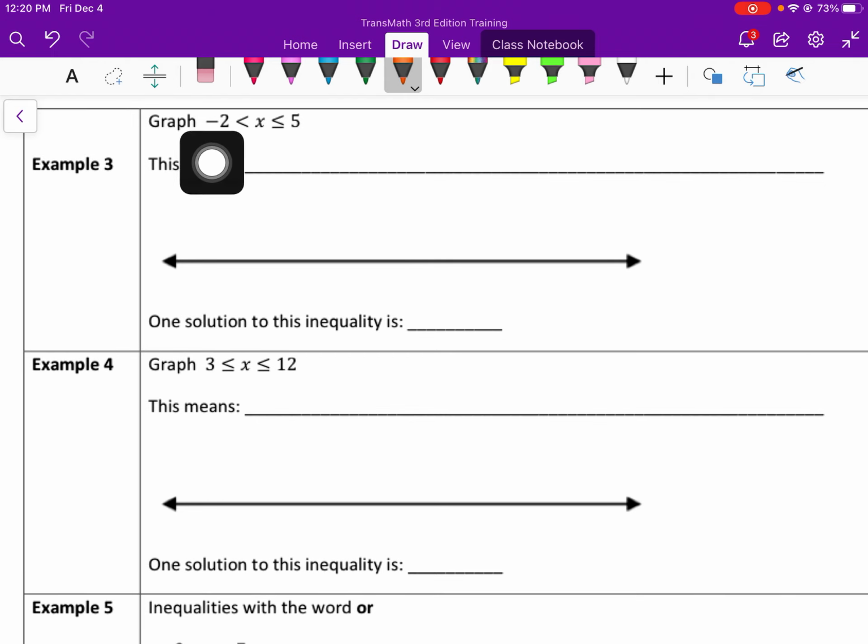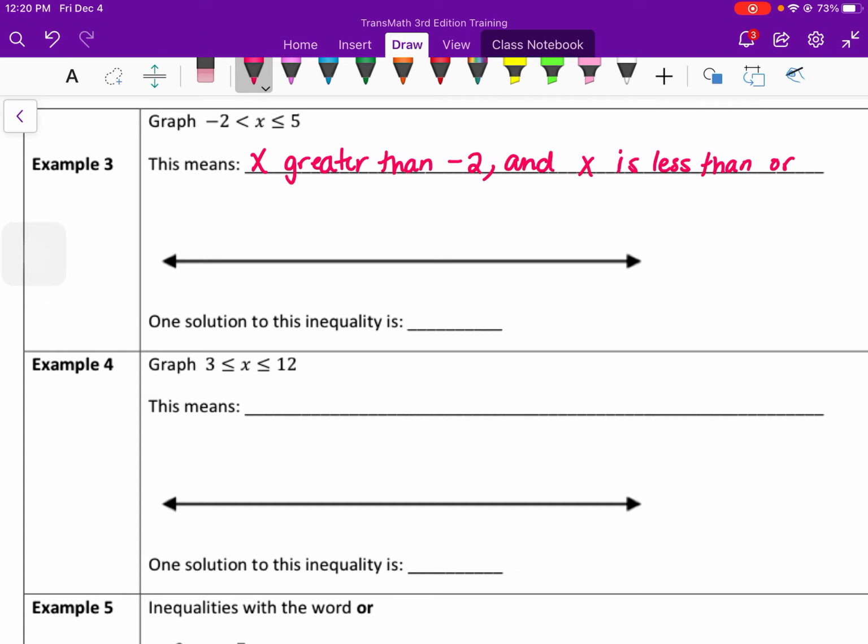Okay. If you read this from left to right, it says that negative 2 is less than x and x is less than or equal to 5. If you read it from the middle, just reading this part, x, it's pointing to the negative 2 and it's like eating the x. So x is greater than negative 2 and x is less than or equal to 5. So if we read it from the inside out, it says that x is greater than negative 2 and x is less than or equal to 5.